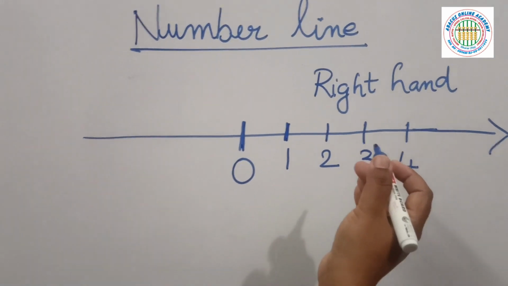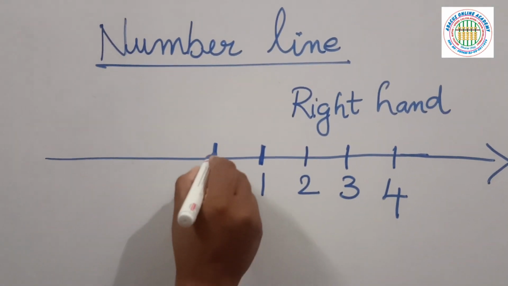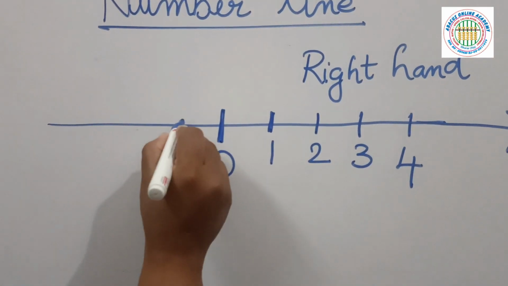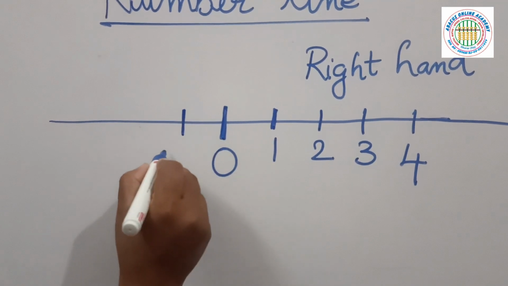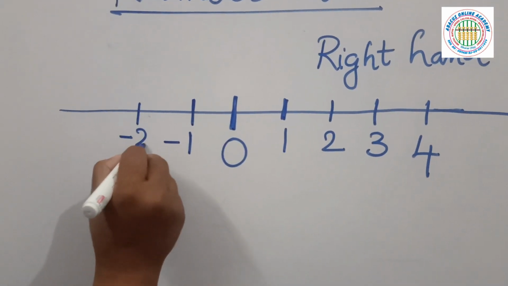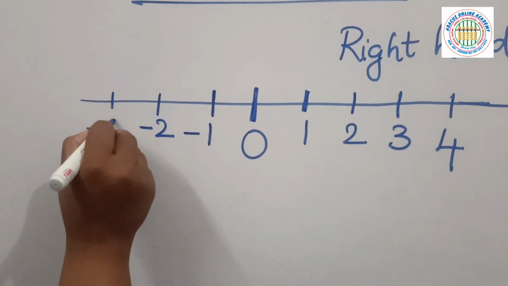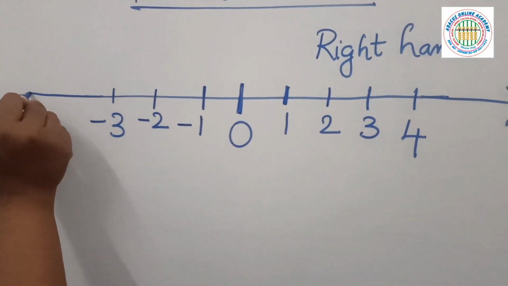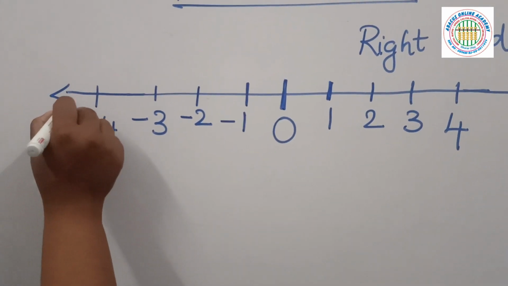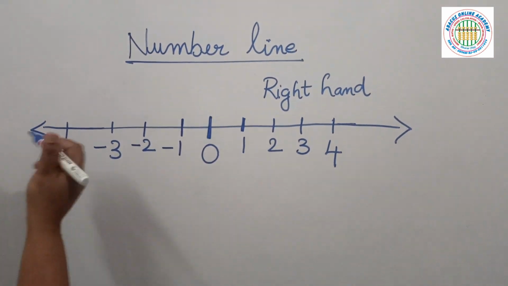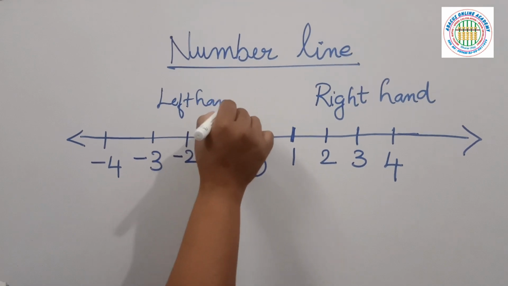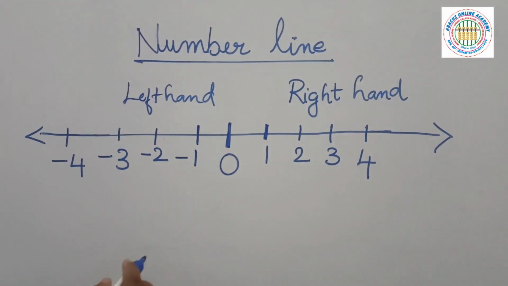From the midpoint, that is 0, move towards your left. It becomes minus 1, then minus 2, then minus 3. If you want some more numbers, you can extend it, and minus 4, and put an arrow, and the numbers keep going. This is your left hand side, and these are all negative numbers.